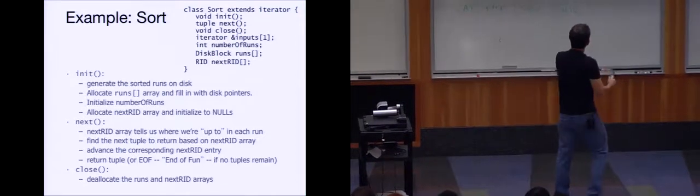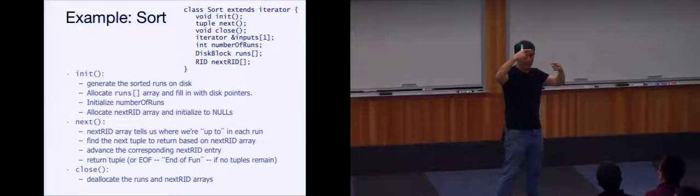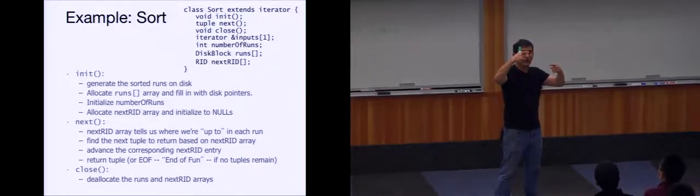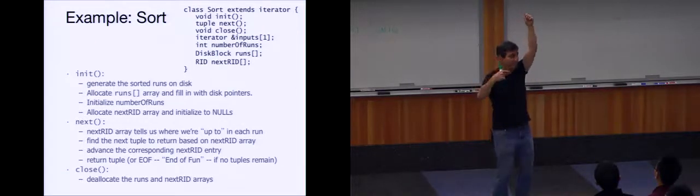So the next RID is going to tell us what we returned last time from our various sorted lists. And then when somebody says get next, we'll say, okay, here's all the pointers into my different partitions. Which one of them is the smallest? Whichever one is the smallest is the one that's going to go to the output, and we move it down, and then we put the thing in the output.